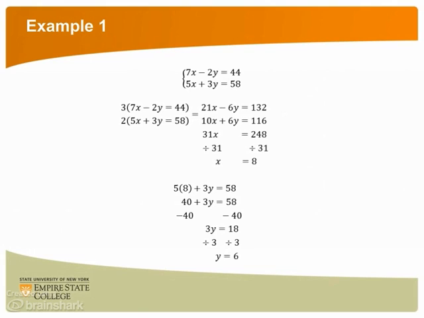Let's check it in the equation we did not use. 7 times 8 is 56, and 2 times 6 is 12. 56 minus 12 does equal 44, so our answer checks out.